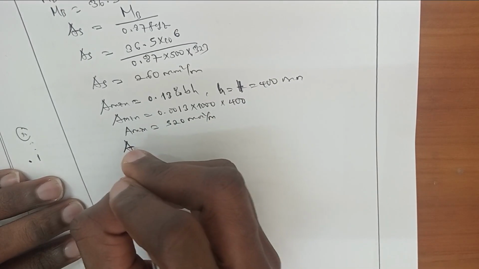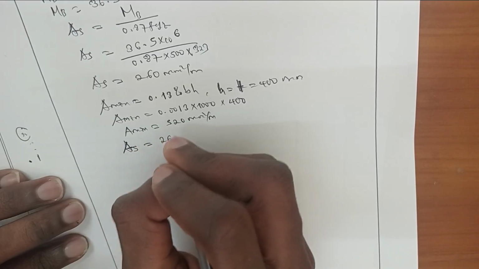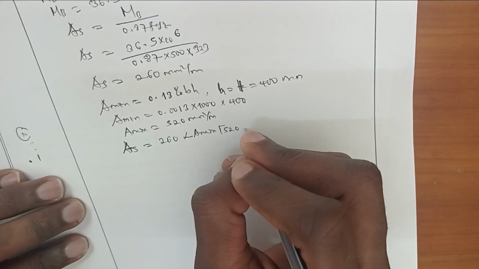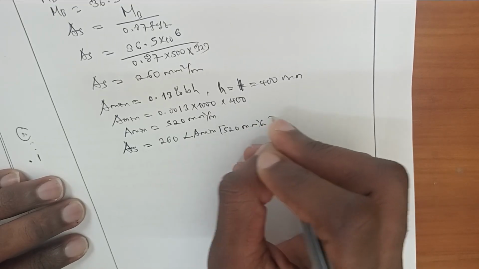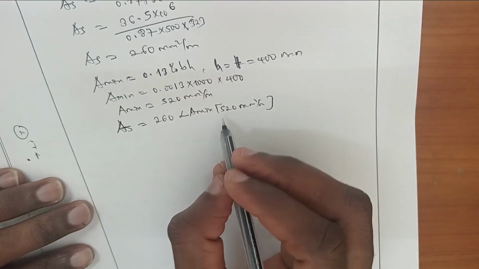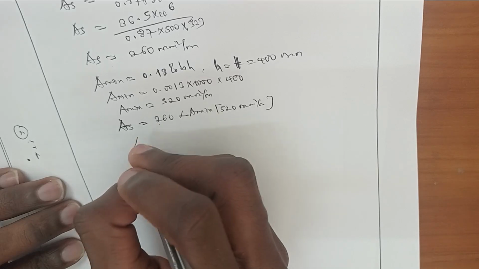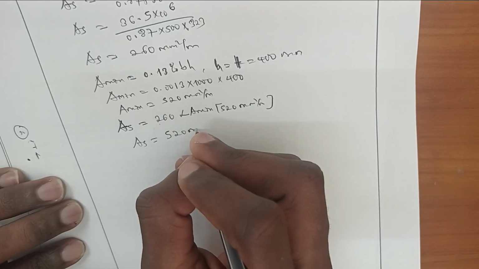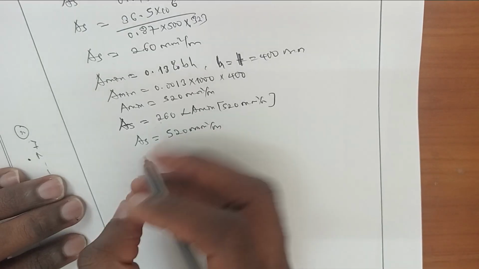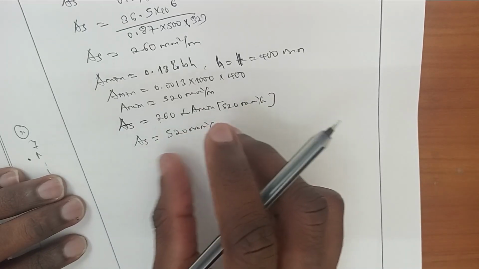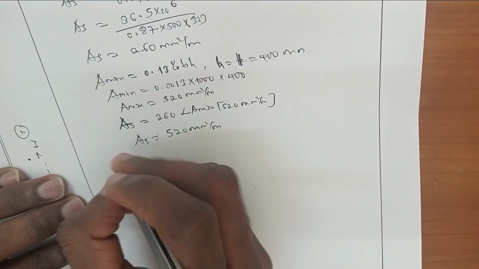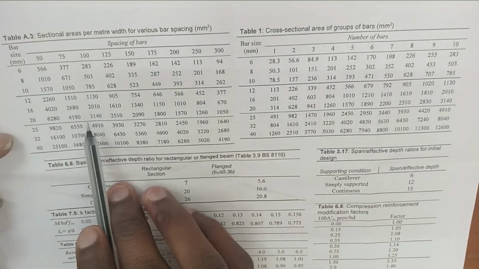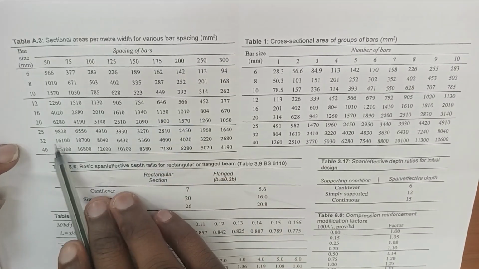Because the area of the toe slab is 260, this is less than the minimum area, which is 520 millimeter square per meter. So the reinforcement required will be for the minimum area. So this is the area provided, which we provide for the minimum area.